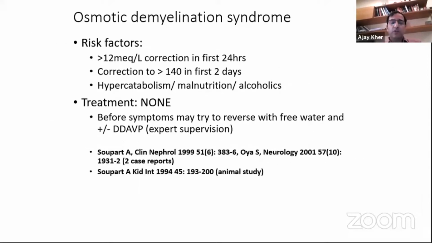The risk factors are more than 12 correction in 24 hours and correction to more than 140 in the first 2 days. Hypercatabolic people, malnourished, and alcoholics are at a higher risk. The treatment is none after you've gotten it. If you get them before symptoms or even early on in symptoms, you can reverse it by giving free water and DDAVP, re-lower the sodium, and then bring it up slowly over time.